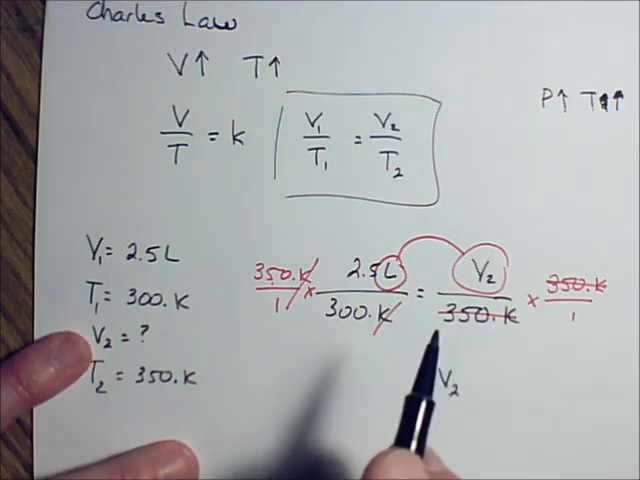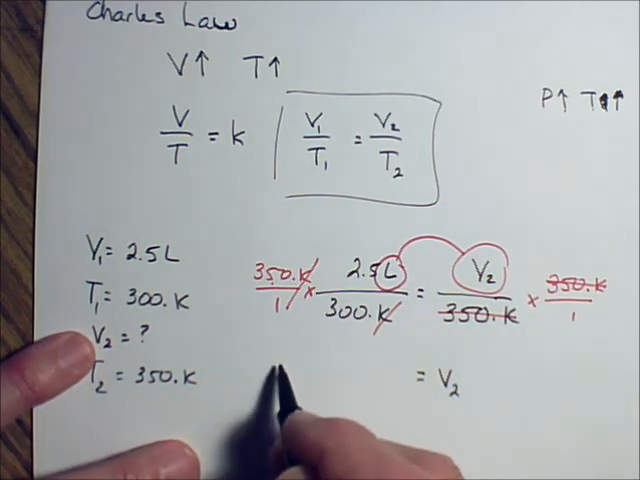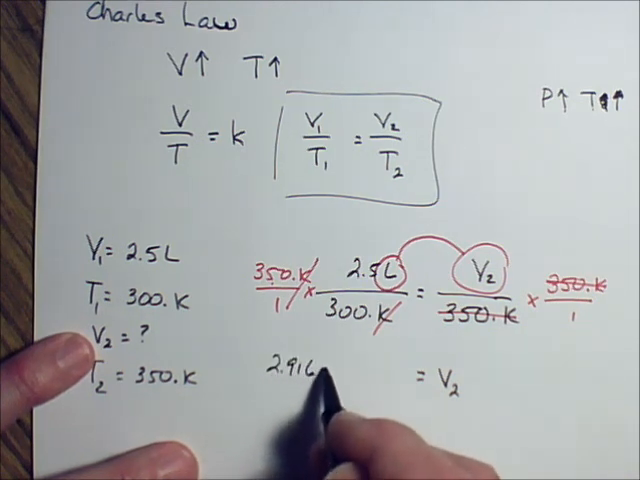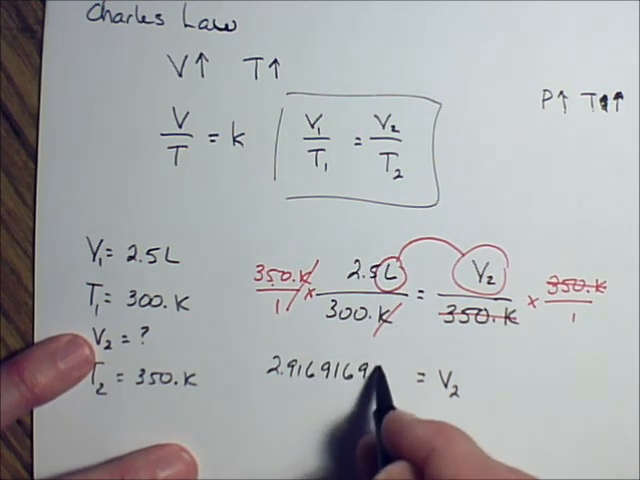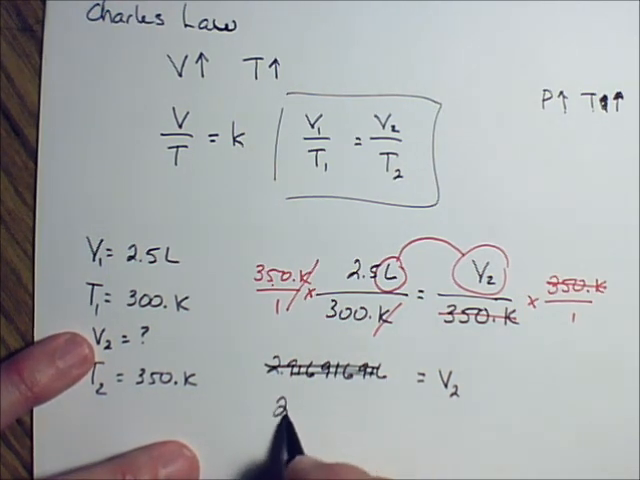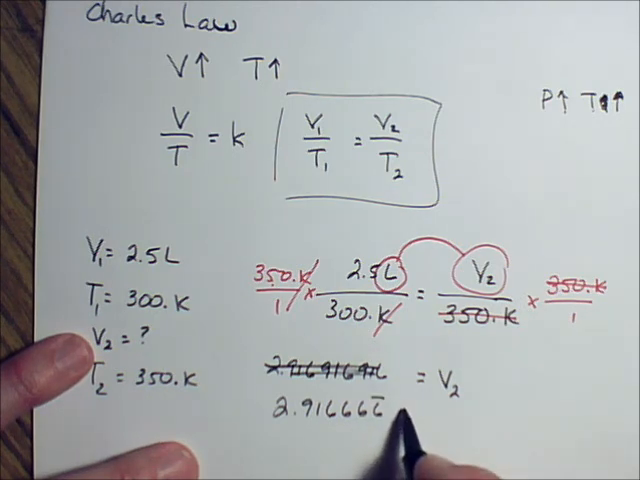Okay, Ben, what'd you get? 2.916 repeated. The number 6 repeated. 2.91666, put a line over it. And there's a 7 at the end. Two more sixes, yeah. All right, that's liters equals V2.